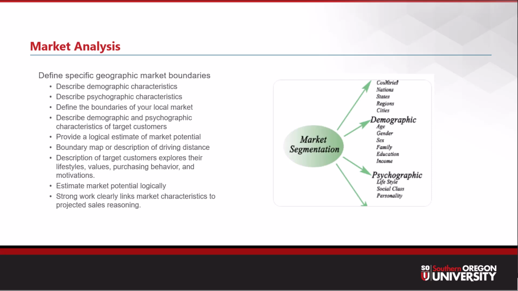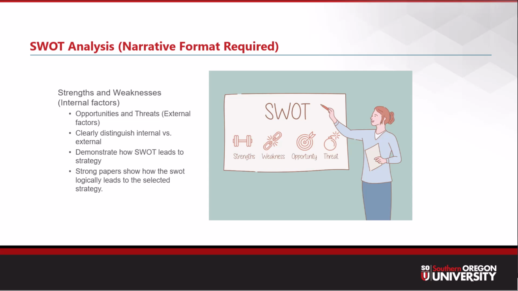The SWOT analysis must be presented in narrative form and clearly distinguish between internal and external factors. Strengths and weaknesses must reflect internal capabilities such as human resources, financial capacity, operational structure, or culture. Opportunities and threats must emerge from external analysis, particularly the industry and macro environment discussion.